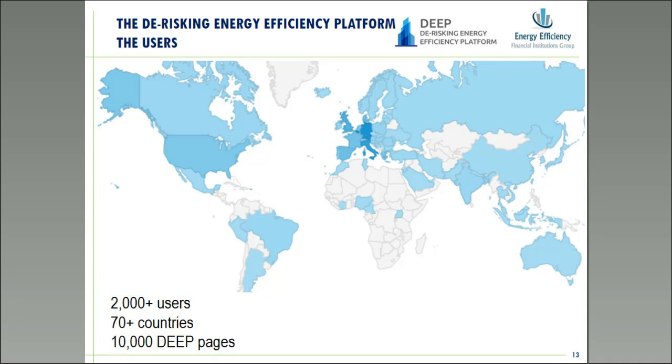On the user side, you can say that this is quite nerdy. It's a database of energy efficiency projects. How many people will be interested? Well, over the first half year, we've had more than 2,000 different users from more than 70 countries, looking at more than 10,000 pages in the database. Most of the users are from the European Union, but there are users from a very varied group of other countries also.